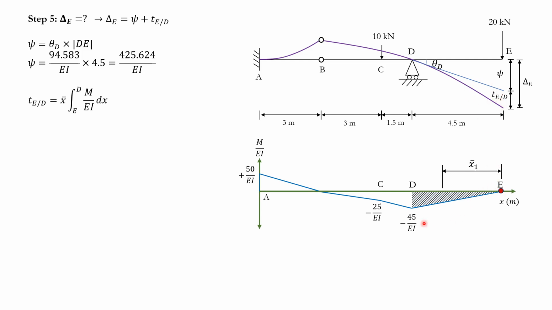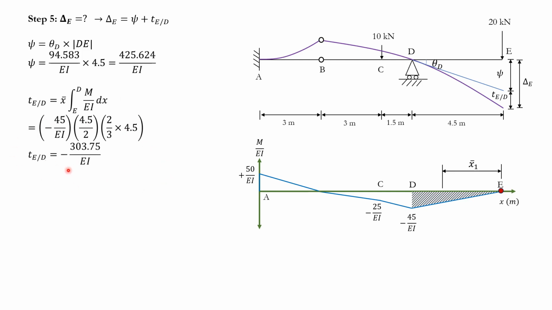So we measure the moment of all these areas with respect to point E, the first letter. And in this case, you just say, okay, the area is known, negative 45 over EI, multiplied by 4.5, divided by 2, area of a triangle. There you go. Multiplied by the lever arm, which is 2/3 from the pointy end. So 2/3 of 4.5, that is 3. Okay, there you go. And from there, you get the TE with respect to D.